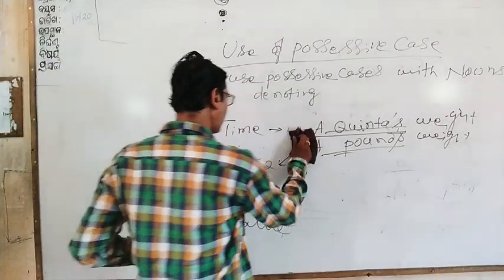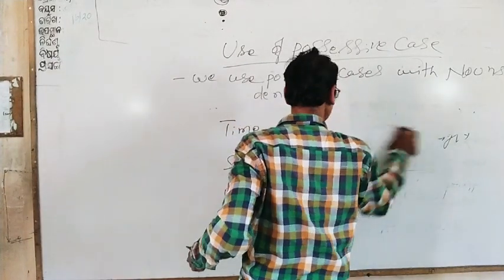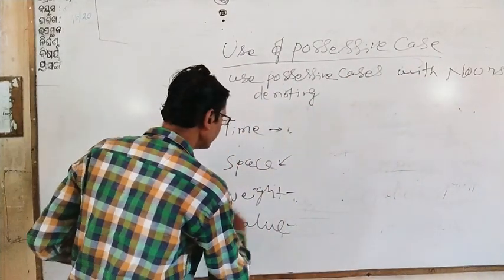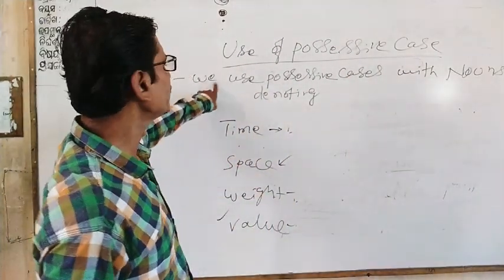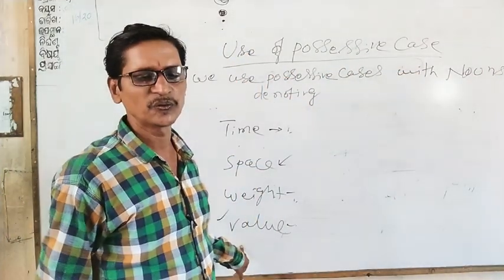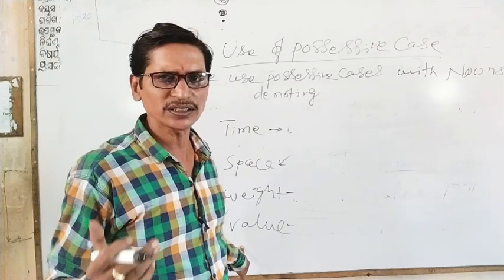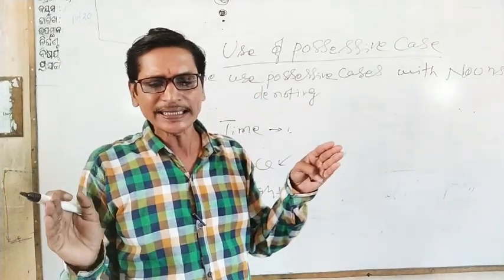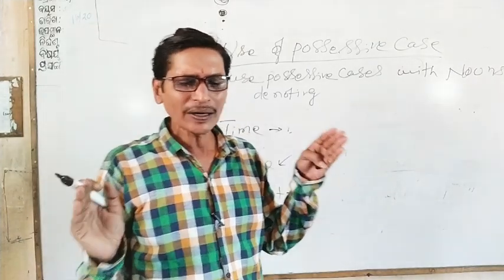Similarly, let's talk about the value. Next is the value. So, we use the possessive case with nouns denoting value. Value means cost. We know the amount. That means the quantity. What can we say?